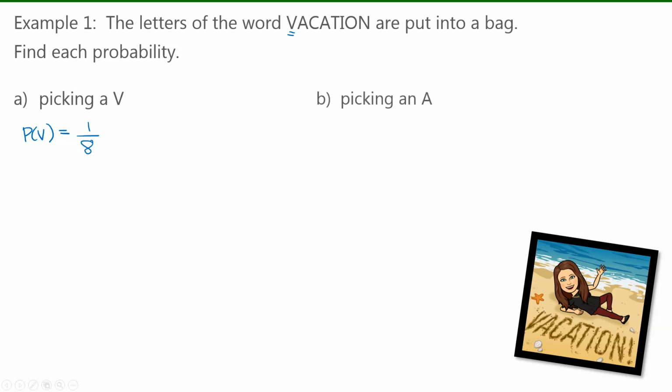What's the probability of picking an A? So I would write probability of picking an A, P of A, and I have 2 A's and 8 letters in total. So that's 2 out of 8, and that can reduce to 1 over 4.